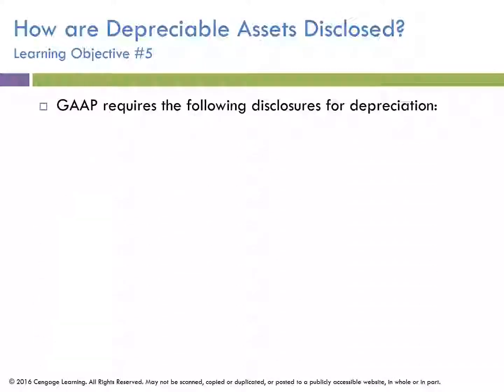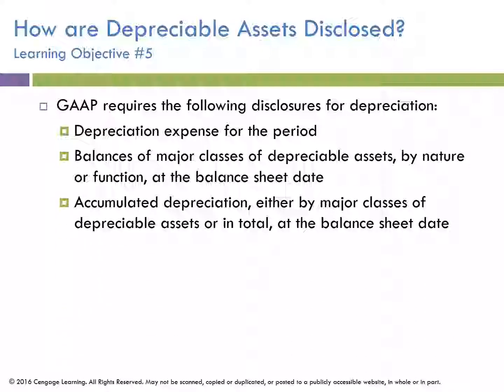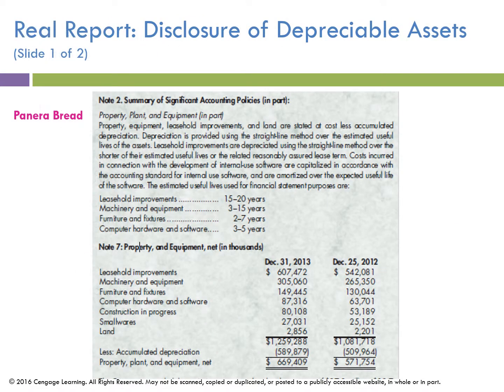GAAP requires the following disclosures for depreciation. So we've seen a couple different methods here. When we choose one, we have to tell the depreciation expense for the period, balances of major classes by nature or function, accumulated depreciation by those major classes or function, and a general description of the method or methods used in calculating the dollar amounts. And there's an example of Panera Bread.